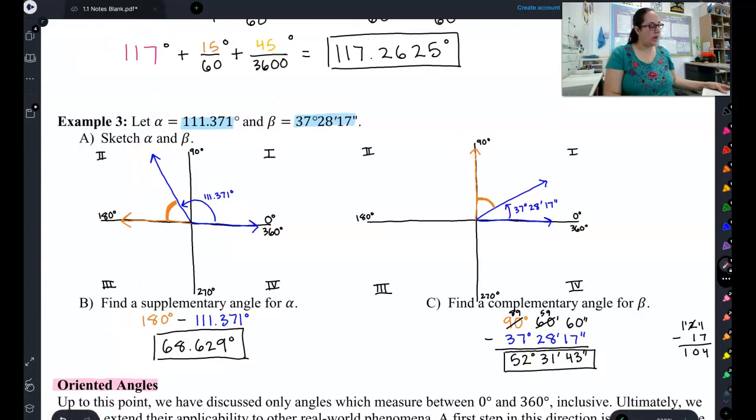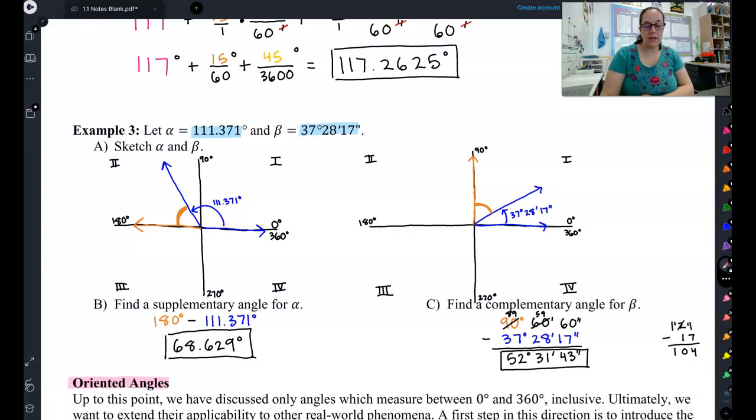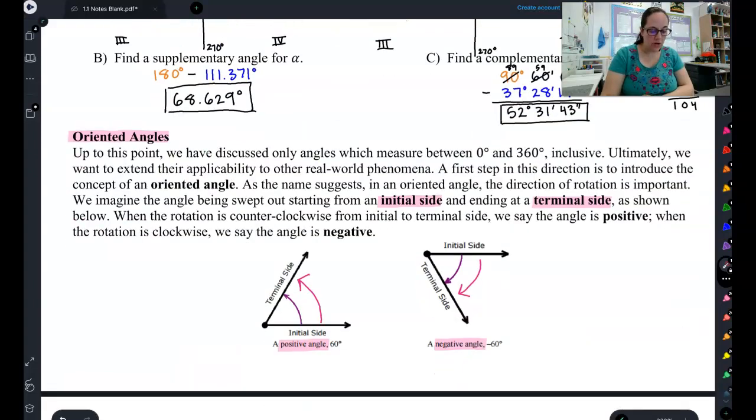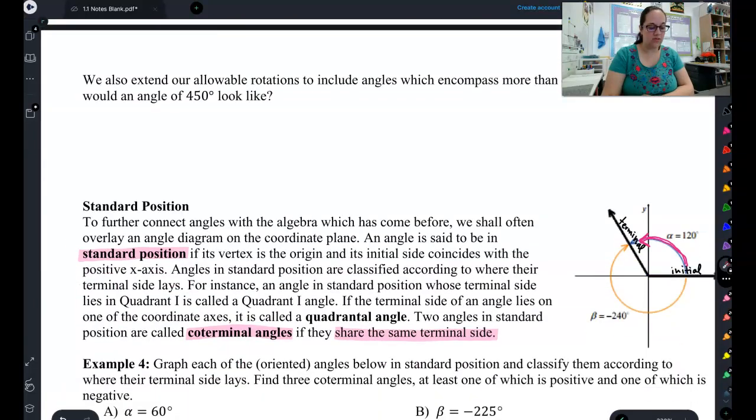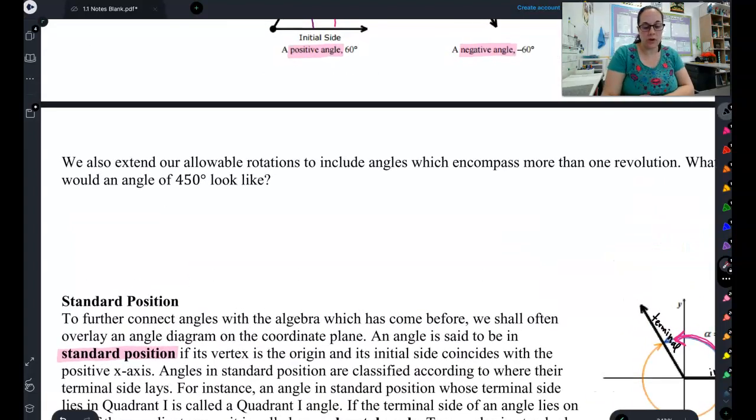So we now know how to graph angles. We know how to find supplementary and complementary. We know about oriented angles and standard position. Let's do one more problem in this video and then we'll move on to the next one. Now that we've talked about standard position and oriented angles, we can actually do angles that have more than one rotation. Let me explain what this means.